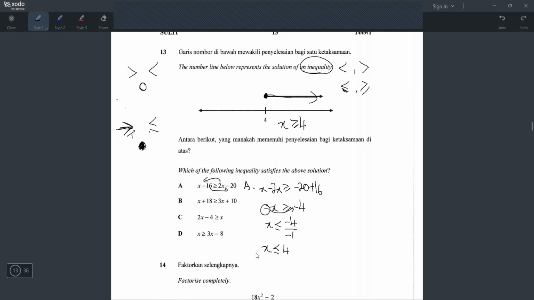Right? So this is the solution for A, or the answer for A, which is not the same. So A is not the answer. Yeah, A is not the answer. So this is not correct. Now we do B. Okay, B, I think I'll do it here.